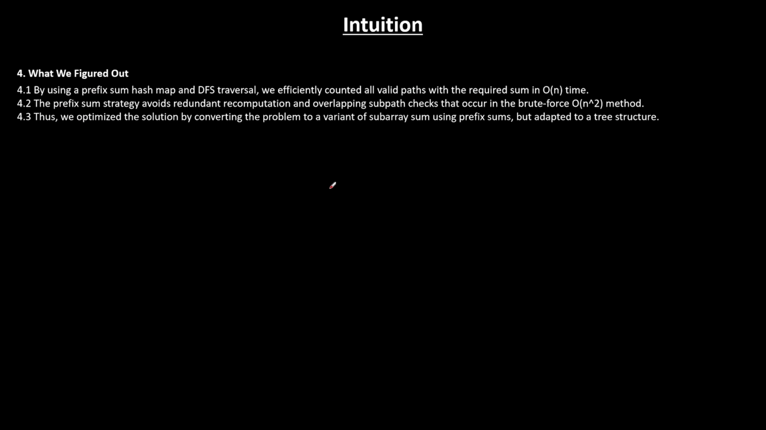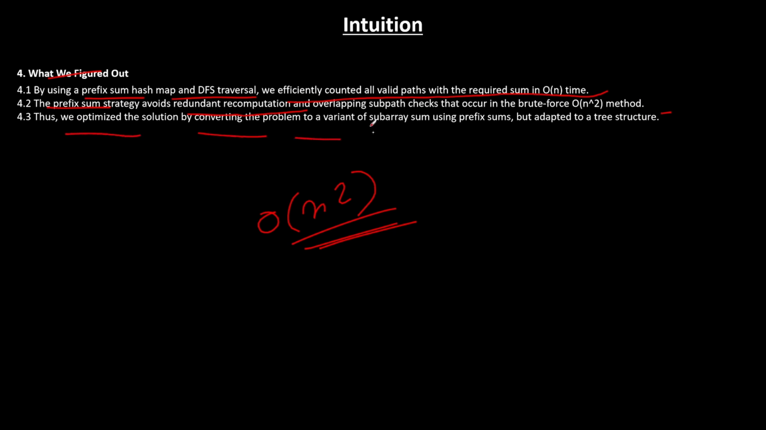It's pretty easy. Now, what did we figure out? We figured out that by using prefix sum, hash map and DFS traversal, we can efficiently count all the valid paths with the required sum in O of n time. The prefix sum strategy avoids the redundant computation of the O of n square solution which we were doing already. And we optimize the solution by converting the problem into a variant of subarray sum using prefix sum. This is problem number 560 on Leetcode. We used this concept and adapted it to the tree structure. I hope you understood the intuition.